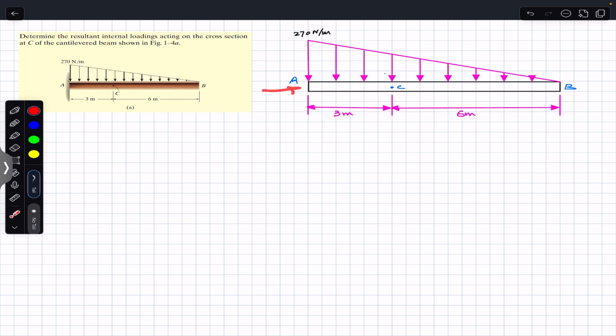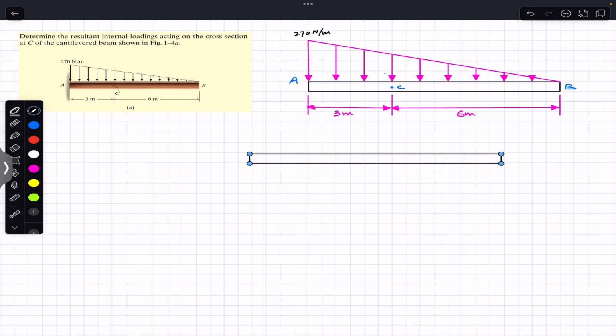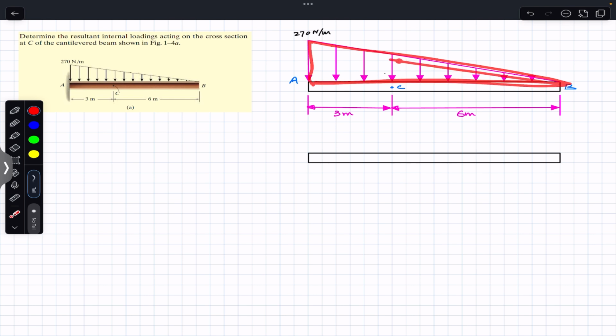So now to find the reactions at A, we need to consider the whole beam. And for that, we have to consider this distributed load on the beam, and we have to convert this distributed load into the concentrated load. So first of all, to find the reactions, I am going to consider the whole beam. So let me draw the whole beam, or let me copy this beam. So this is our whole beam, and we have to convert this triangular distributed load into a resultant concentrated load.